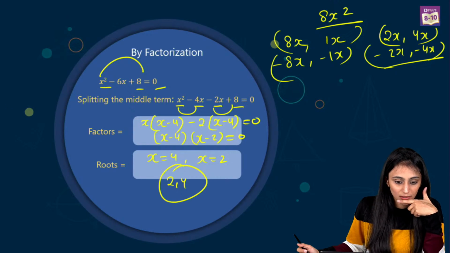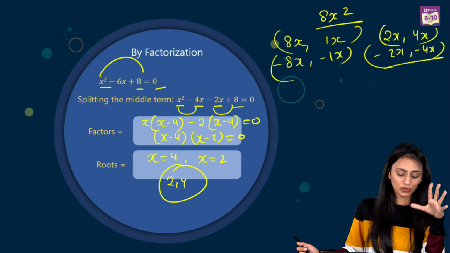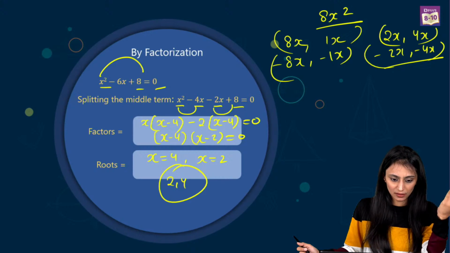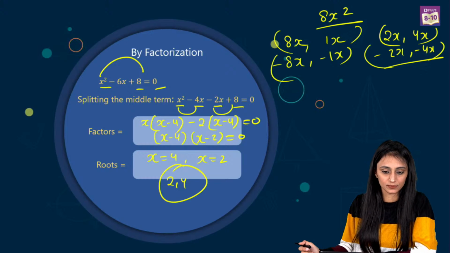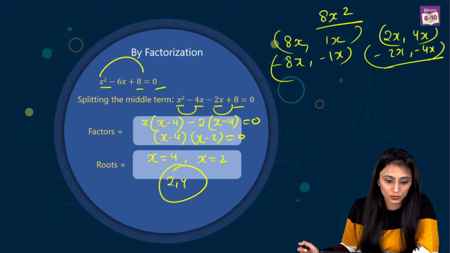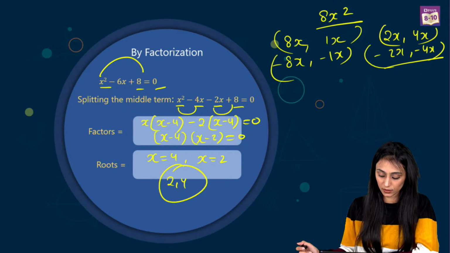All right, Runal. So all of you know how to solve using the middle term splitting method, using the factorization method. Lakshya Gupta is giving thumbs up. Yes, 2 and 4 are the roots for this.